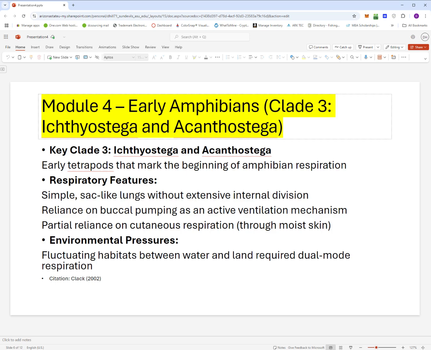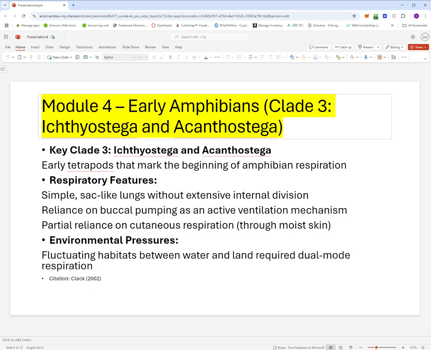As vertebrates continued to transition onto land, reptilomorphs emerged as a critical group, bridging amphibians and amniotes. In these transitional forms, we see further refinements in lung structure, with lungs becoming more efficient and better suited for continuous airflow.